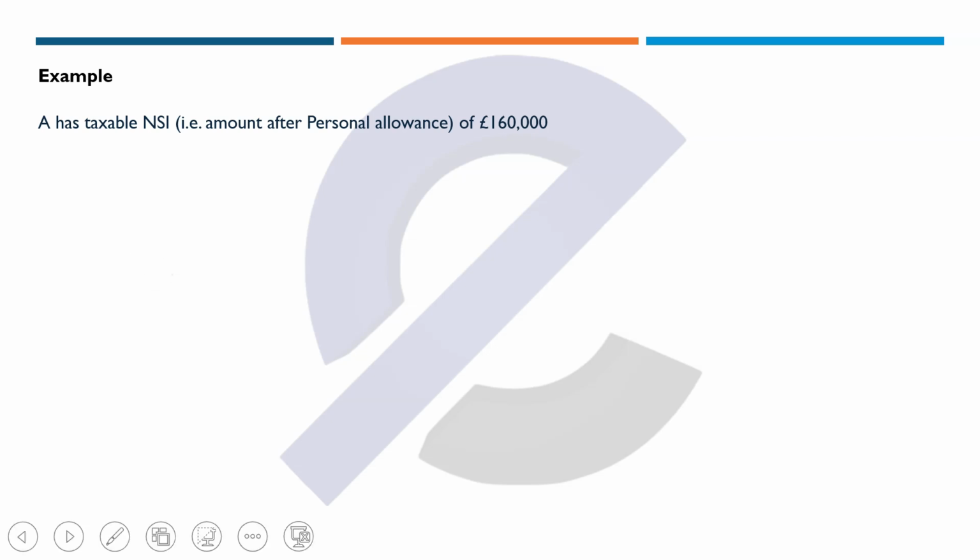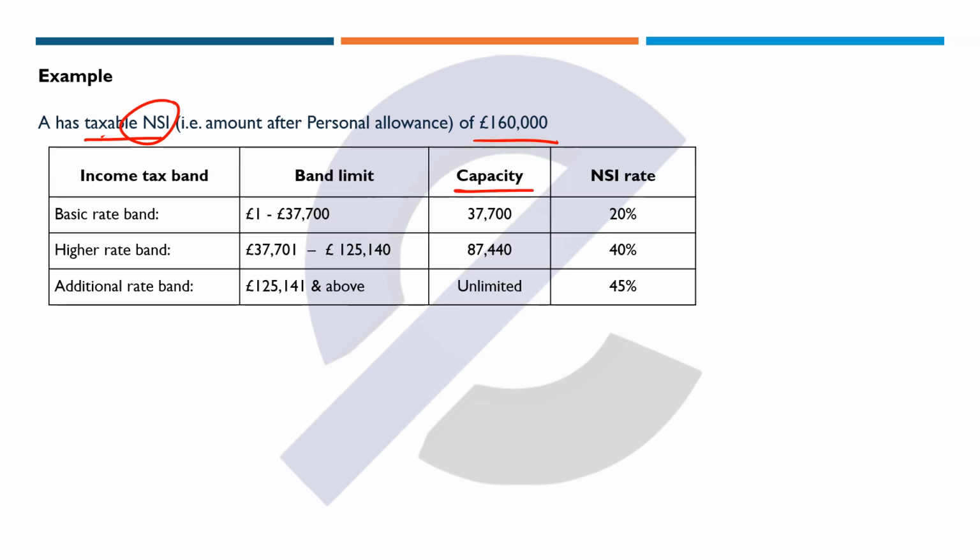Let's assume that individual A has taxable non-saving income of £160,000. Now there is no other category of income, and even if there was, remember that non-saving income would still have taken priority among the three categories in being taxed. Now to make the band utilization concept easier to understand, it's best to work out the capacity of each band, that is the amount that the band's range will cover.